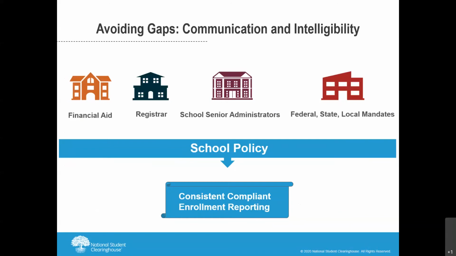So avoiding gaps, communication, and intelligibility. This isn't an inclusive list, obviously, but financial aid, registrar, school senior administrators, federal, state, local mandates, these are all potentially the entities that can influence school policy and then also the day-to-day procedures. So when there can be alignment and agreement to meet everyone's demands across the board for all the different key anchor departments within a school, and then the school as a whole, and then the school as part of a larger district or as a part of a larger accreditation group or state, all those things can also help to support the consistent compliant enrollment reporting piece of it to avoid those audit issues and avoid those audit findings.